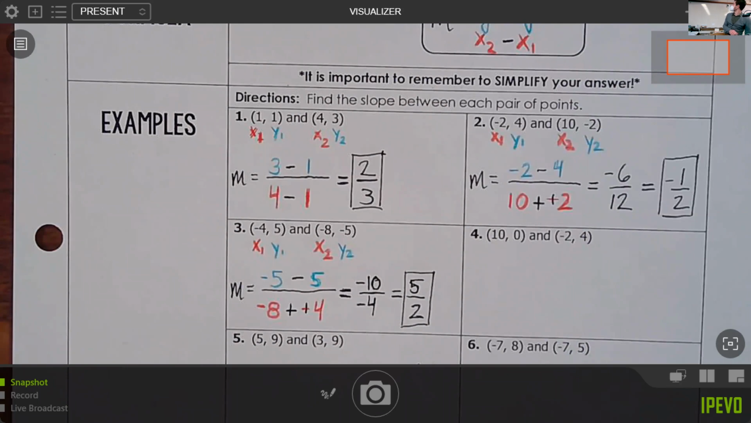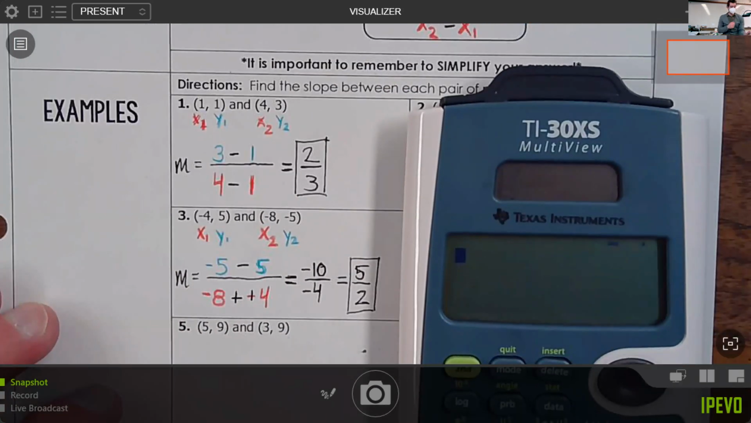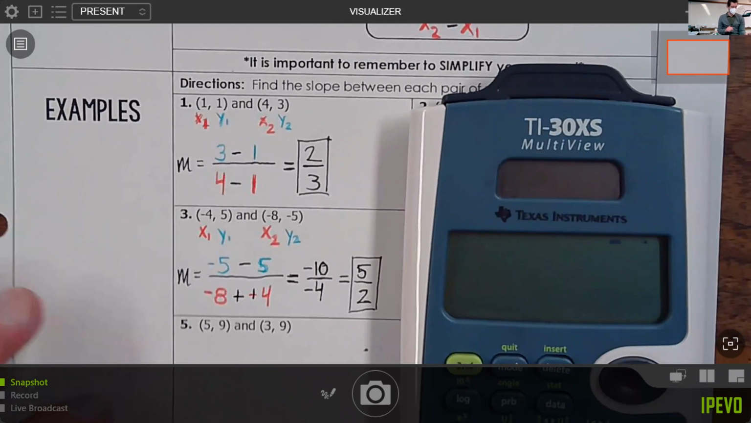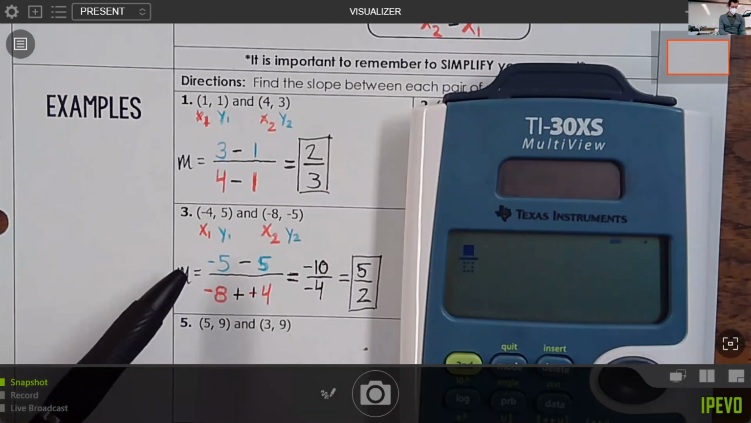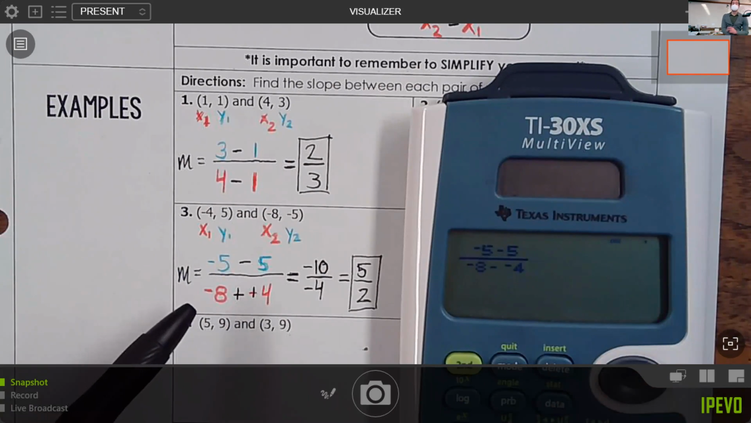And again, we can use the calculator, and it should end up with the exact same number that we have here. So here we go. -5 minus 5 on the numerator over -8 minus -4 on the denominator. And there it is, positive 5 over 2.